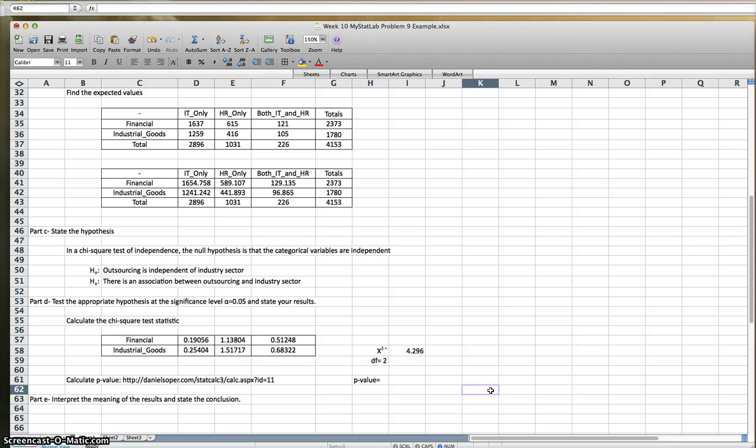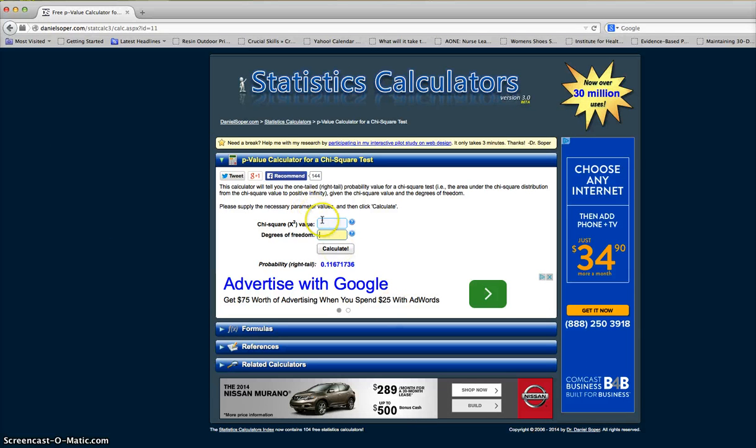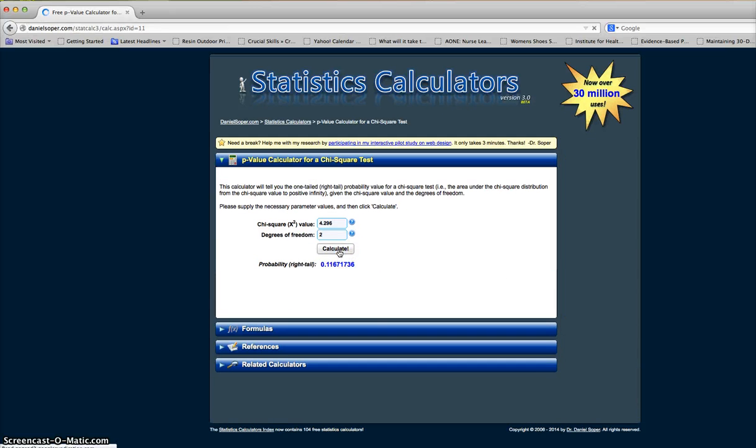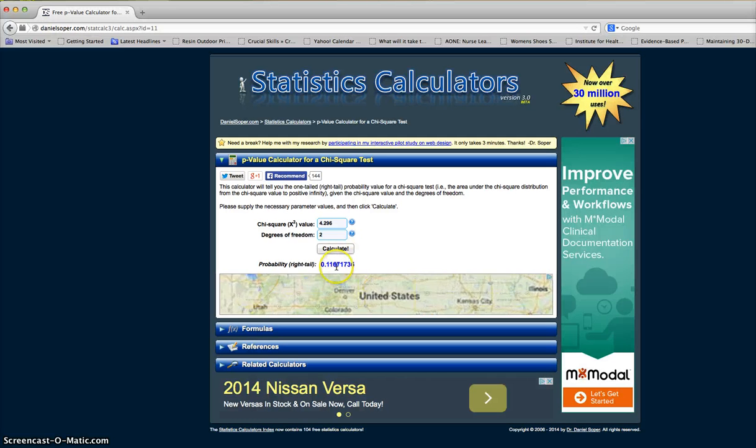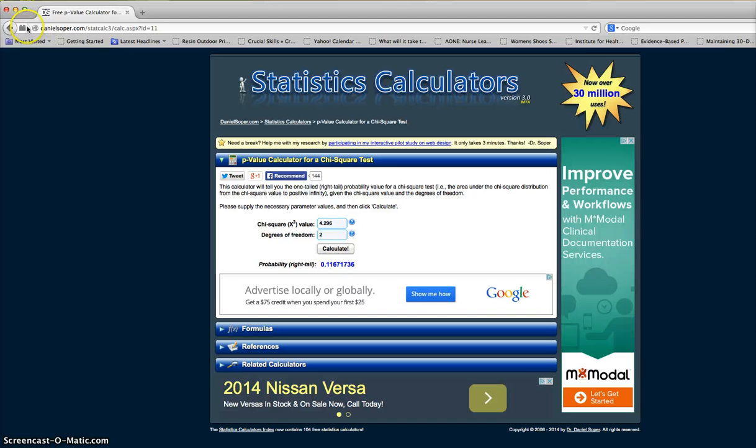So with our chi-square at 4.296 and degrees of freedom of 2, let's go back to our calculator. Everybody remember for me, 4.296 with our degrees of freedom of 2. And let's calculate. And there's our p-value, 0.1167. That's all we need, 0.1167.